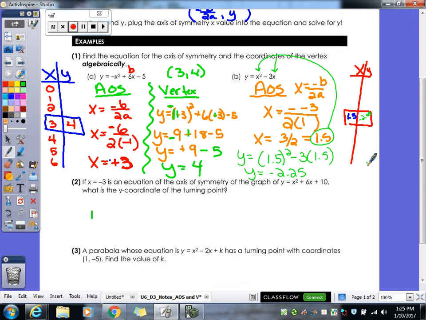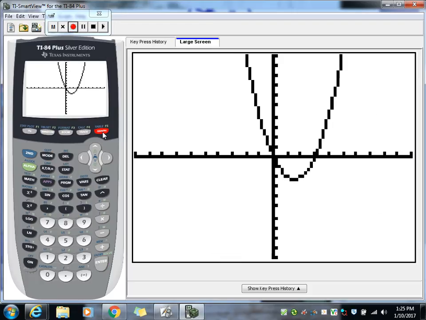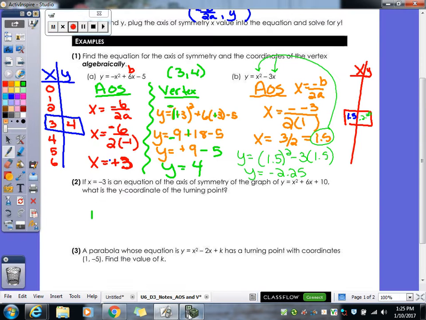Let's look at our graph and see if that looks right. Yep. 1.5, negative 1, it's a little bit more than negative 2, so negative 2.25. So you have to write the vertex as a point: 1.5, comma, negative 2.25, and label that the vertex. Okay. So everybody understand how to do this now?